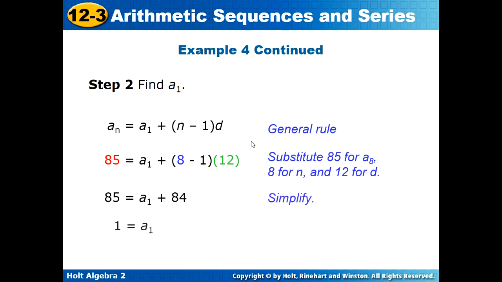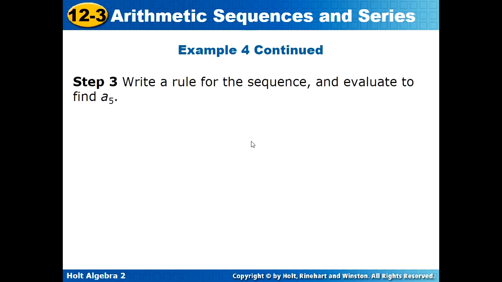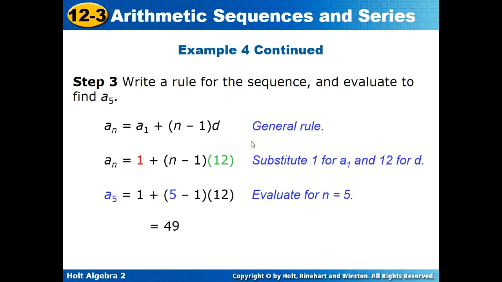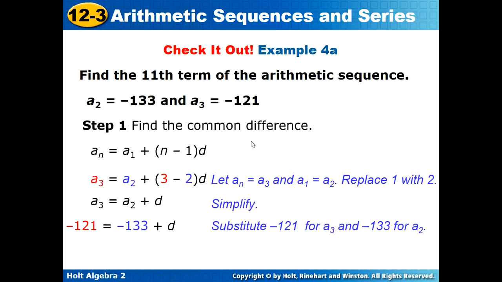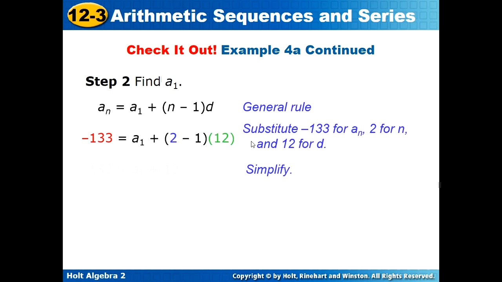So step 2 would be finding A1 using that information that we plugged in there. And then step 3 would be to write a rule for the sequence and evaluate A5. This is not on your homework today, but it is something that I don't know if I put on the test. So I don't even think I put another example on there.